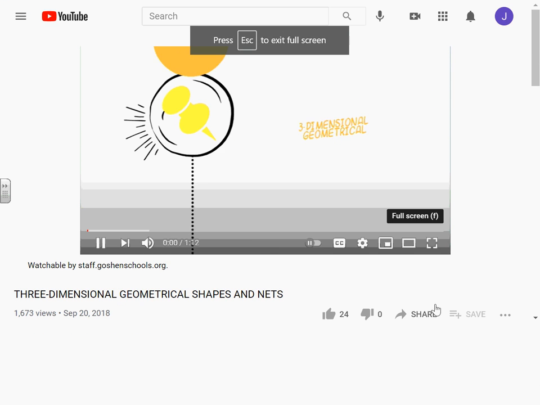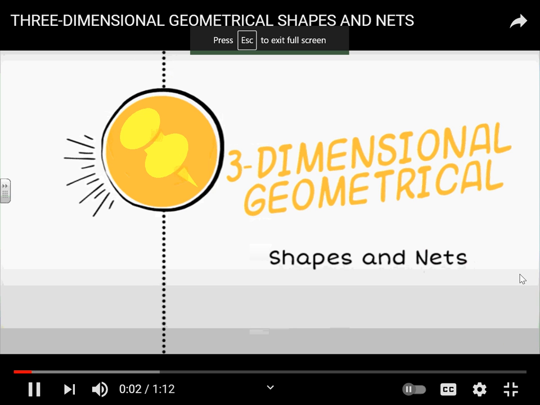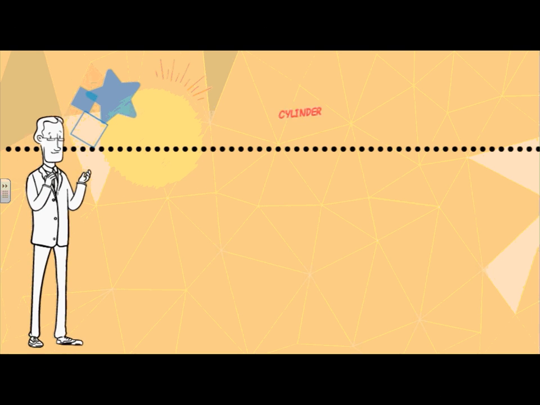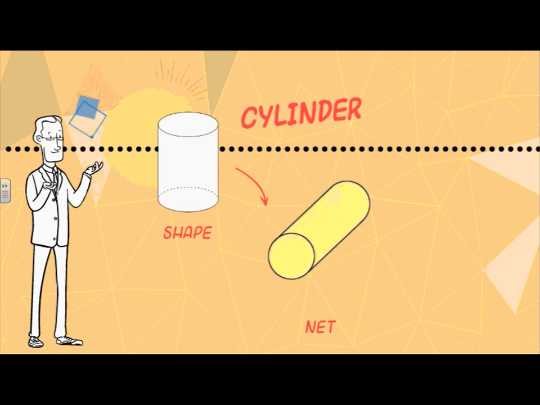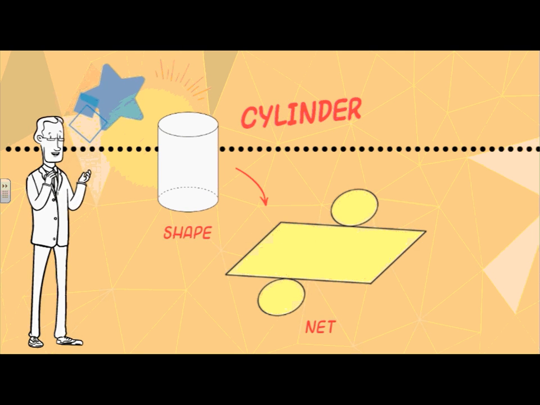I don't actually know if the sound will come through. You might be able to hear it a little bit. But if you watch this, you can kind of see where they fold those up. So a cylinder, they started with that net down there. They folded up the 2 bases. They folded the side. That made a cylinder.